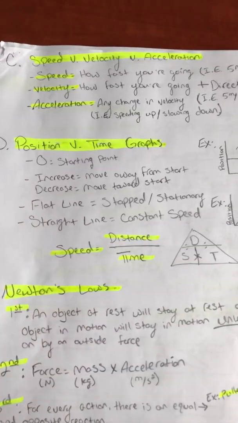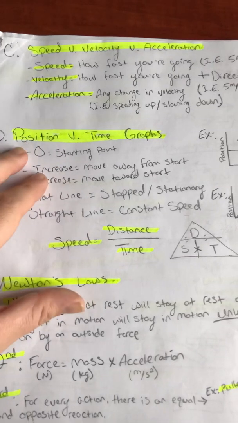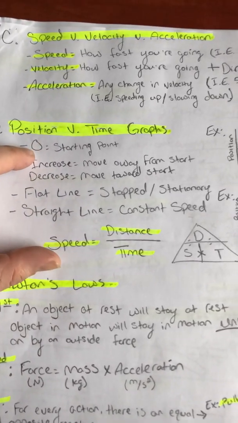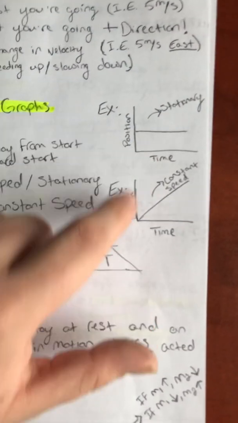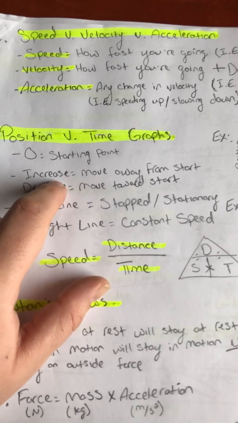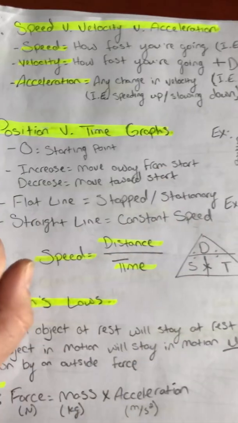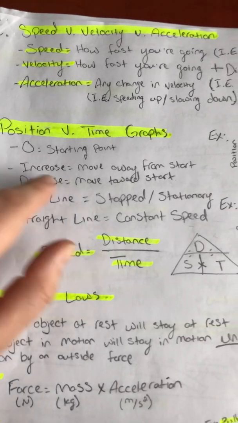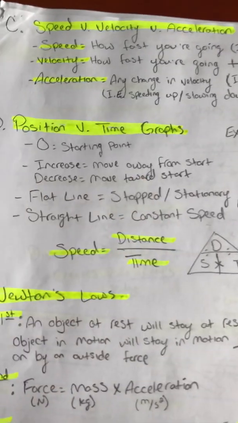The next section is position versus time graphs, right? Every time we look at a position versus time graph, we want to remember that our 0, okay, our axis is our starting point, okay? An increase on our graph means that we're moving away from the start. Our position is increasing. And a decrease means that we're moving back towards the start.